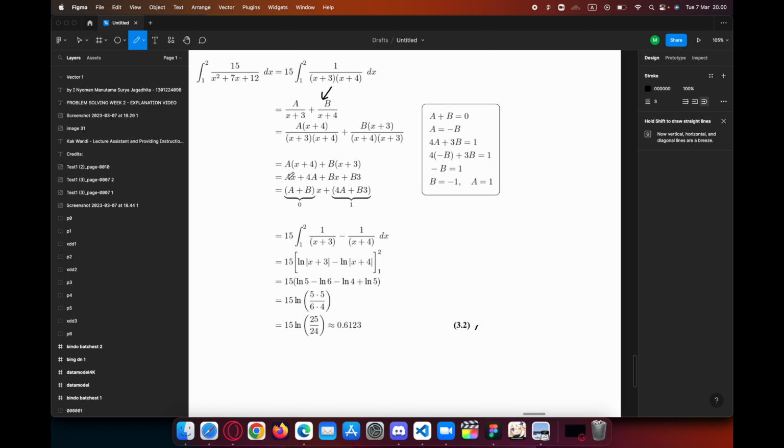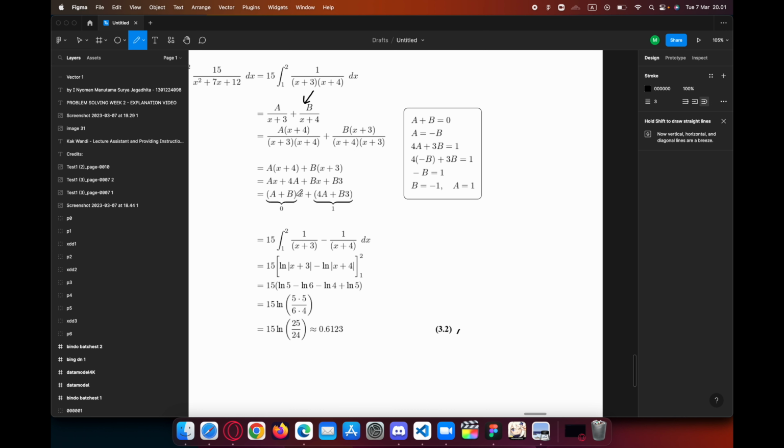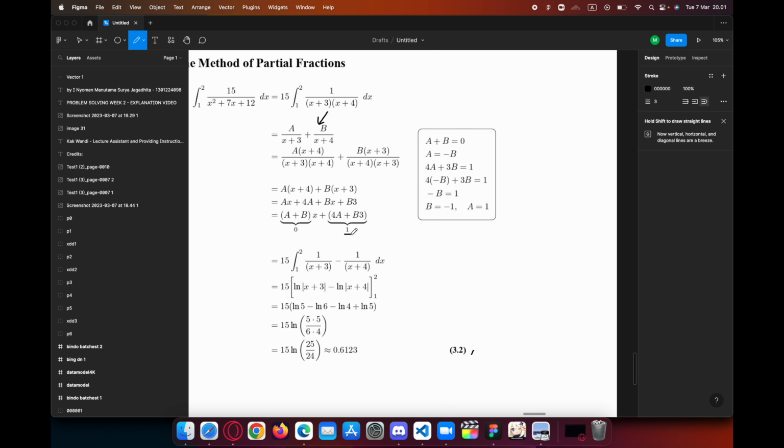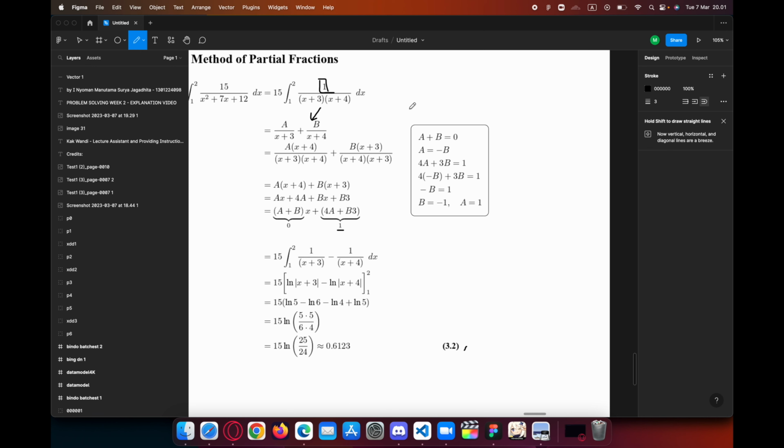plus b, because ax plus bx, we can take out the x, so (a plus b) times x plus 4a plus 3b. And then we know this value is 1 because of this one. The constant is 1, but we don't have x here, so it's 0 times x. So 0 plus 1, it's 1. So it completes the requirement, I guess.